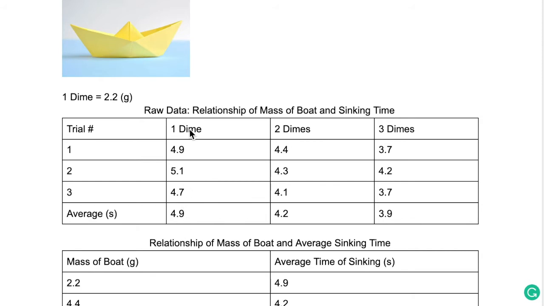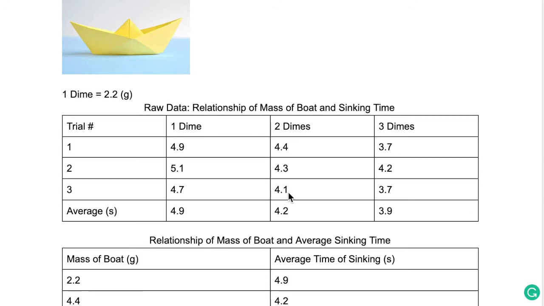And you can see here, as 4.9 represents the time of sinking in seconds, you also add this S over here, which represents seconds. The importance of the title is also over here, where you have to label what this table represents. That would be raw data again, all of the data you collected, relationship of mass of the boat over here, represented by the number of dimes, and sinking time, measured in seconds over here.